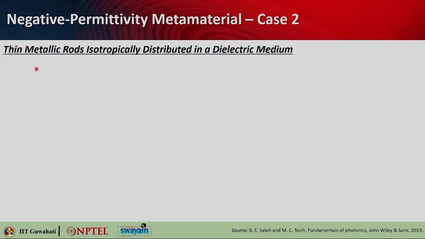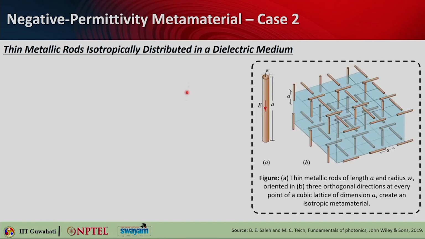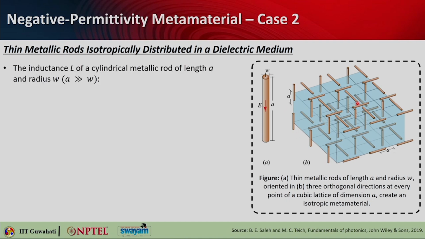Now there is another case where you can get a different way of calculating artificial plasma frequency. That will be a system of thin metallic rods isotropically distributed in a dielectric medium. This is this particular structure. Here we are considering thin metallic rods of length a and radius w, oriented in 3-dimensional directions with a cubic lattice of dimension a. From here to the middle it is a, and that is how it is repeated in all 3 dimensions, and that creates an isotropic metamaterial.